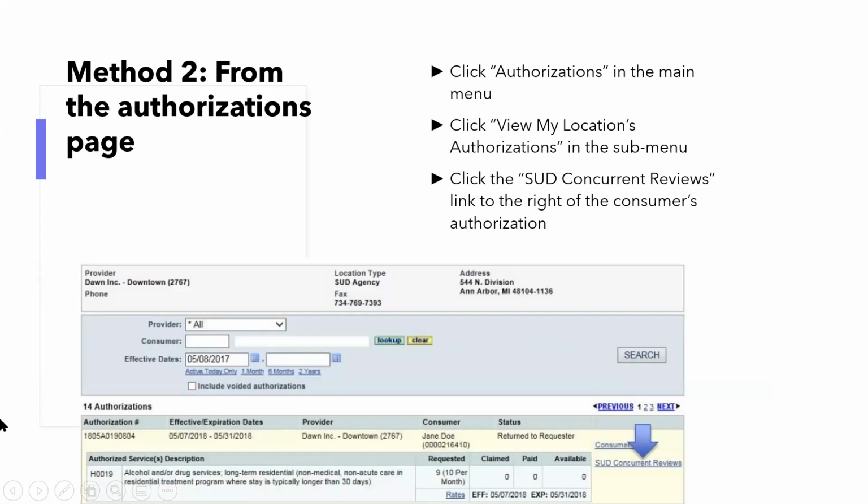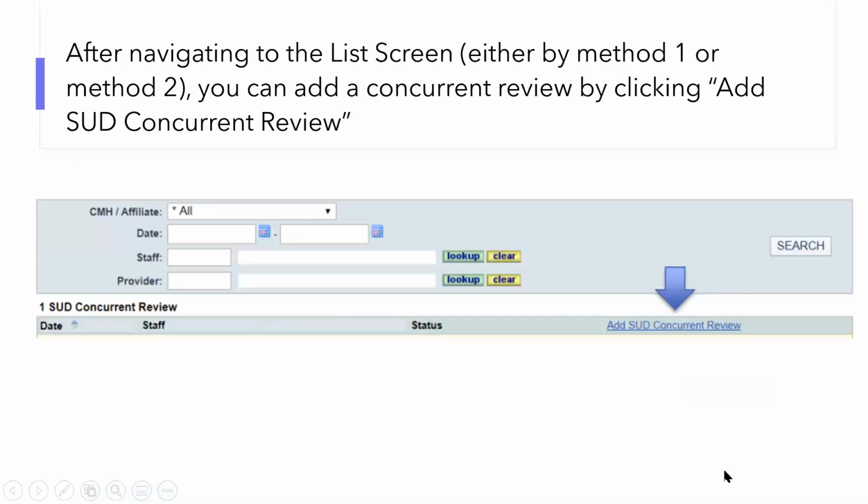The second method to submit a review is from the authorizations page in Cricut. So you click Authorizations in the main menu, click View My Locations Authorizations in the submenu, and click the SUD Concurrent Reviews link to the right of the consumer's authorization, again shown with that blue arrow. After navigating to the list screen, whichever method you choose, either 1 or 2, you can add a concurrent review by clicking Add SUD Concurrent Review, shown right here in this link.